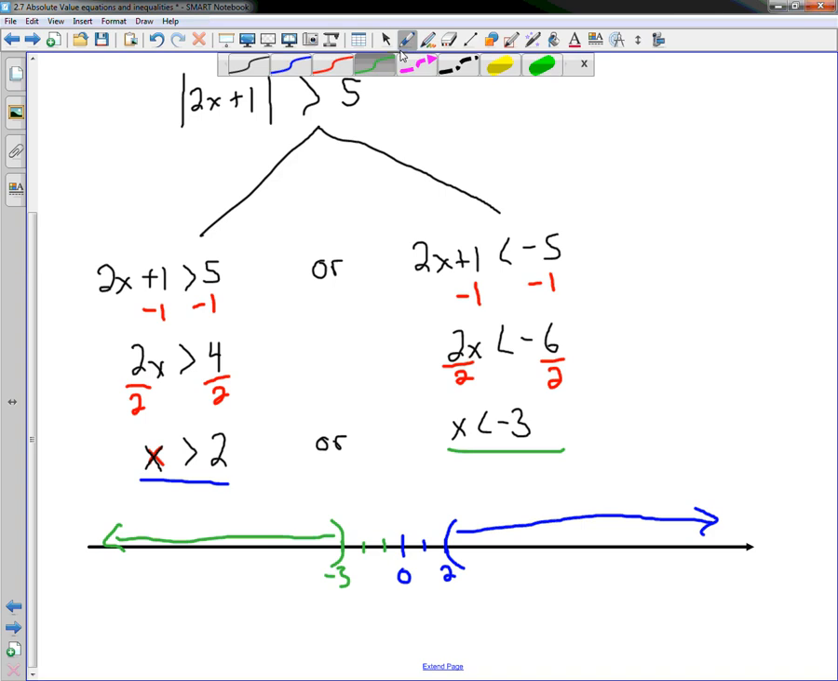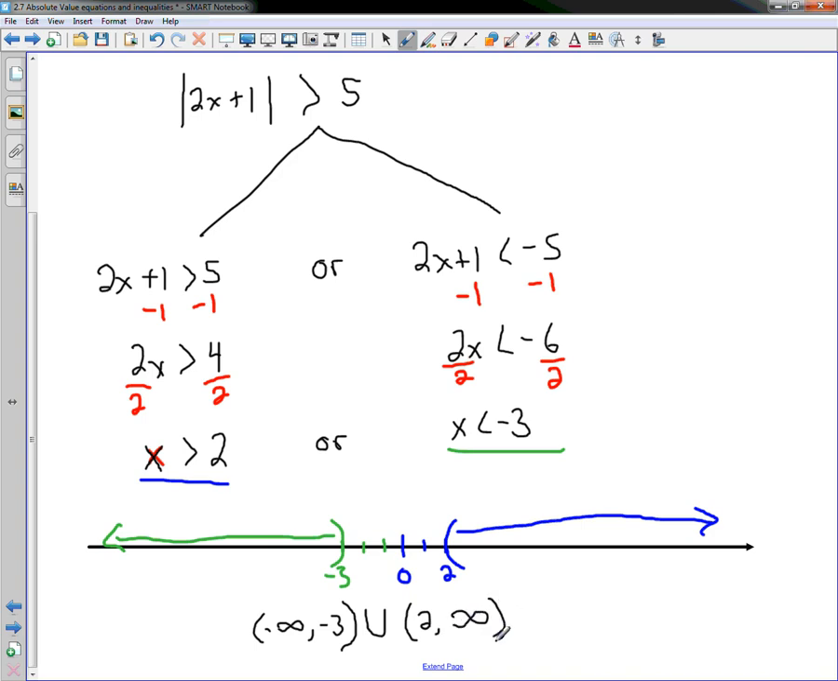If we decided to write this in interval notation, again, this goes to negative infinity, comes back to negative 3. We have a parentheses. We use the U for union for the OR statement. Starts back at 2 and continues on to infinity. That would be considered interval notation.